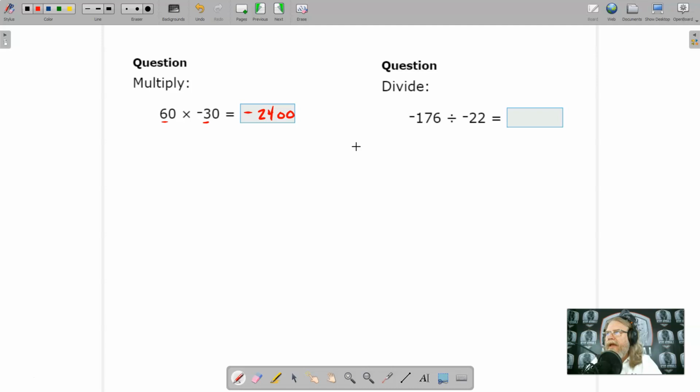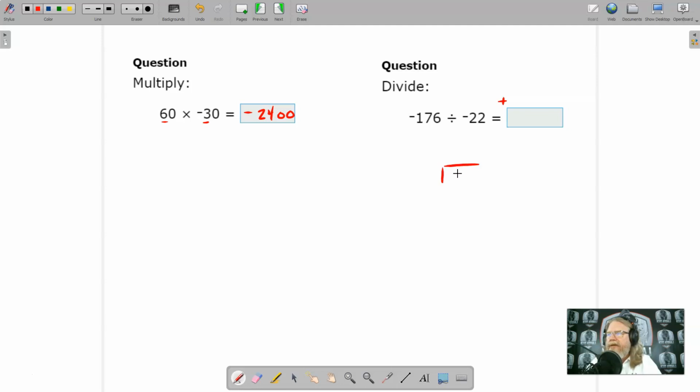Here we have 176 divided by negative 22. Well, the rule works the same for division as well as multiplication. If they are the same sign, then the answer is positive. So this is going to be a positive answer. Now, the next step is to actually deal with the numbers themselves. So 176 divided by 22.